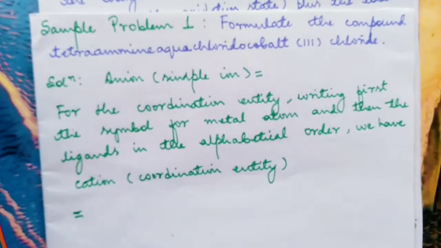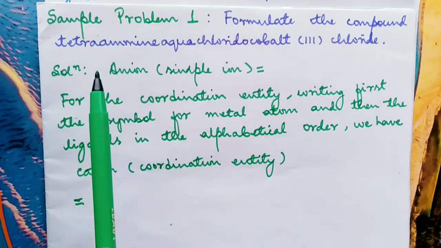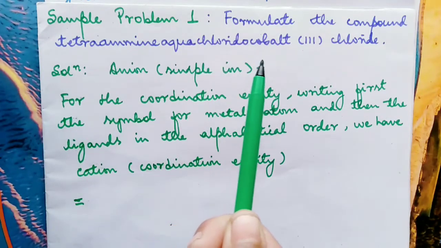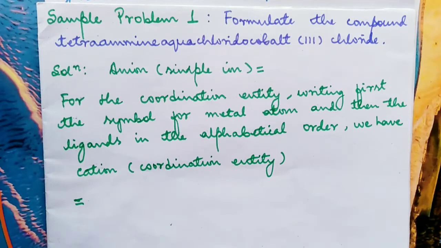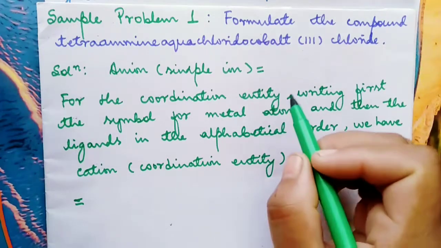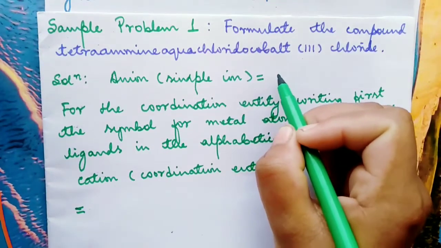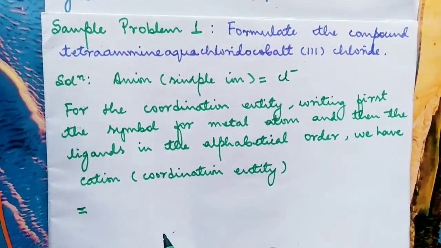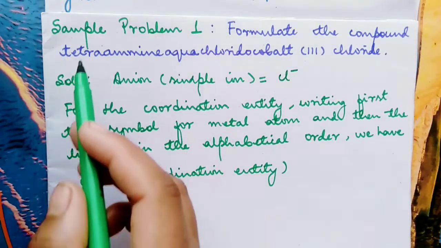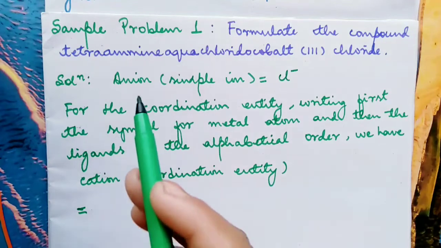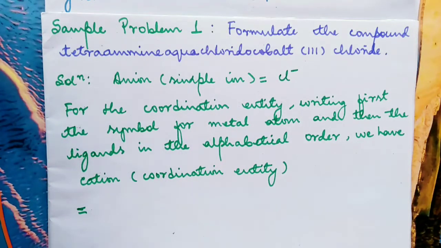Sample problem number 1. Formulate the compound tetraamine aqua chlorido cobalt(III) chloride. Here you have to identify the simple ion, whether it is an anion or a cation. Obviously, here the simple ion is an anion, which is chloride. So what is the charge carried by Cl? It is minus. Then we come to the coordination entity, which would be your cation, the complex ion.